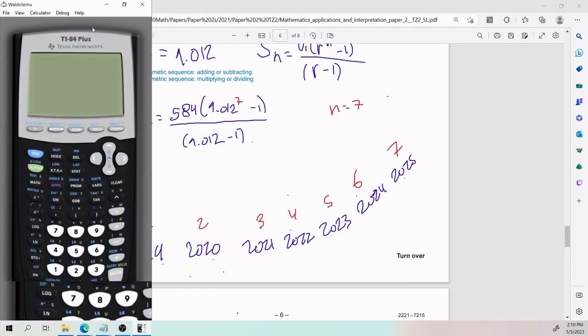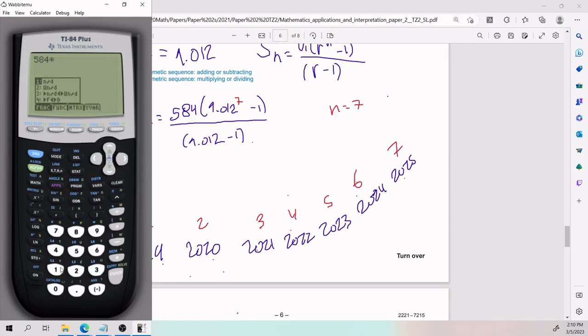Let's find out. So with 584 times this whole fraction, which we said will be 1.012 to the power of 7 minus 1, parentheses close. On the bottom we have 1.012 minus 1, parentheses close. Okay, we end up with that number there. See?